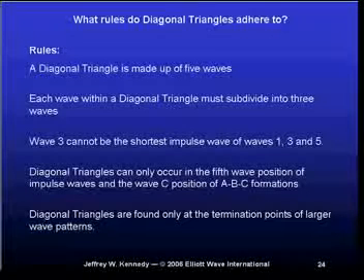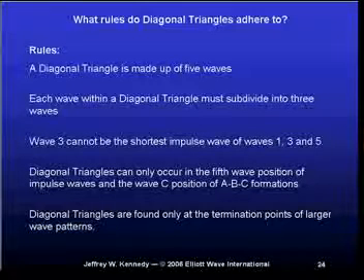Okay, a diagonal triangle is made up of 5 waves. Each wave within a diagonal triangle must subdivide into 3 waves. Wave 3 cannot be the shortest impulse wave of waves 1, 3, and 5. Diagonal triangles can only occur in the 5th wave position of impulse waves and the wave C position of ABC formations. And diagonal triangles are found only at the termination points of larger wave patterns. Now in the next few slides, I'm going to show you examples graphically of each one of these rules in action.